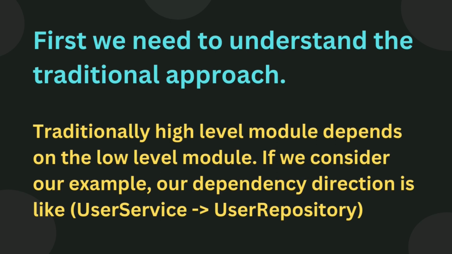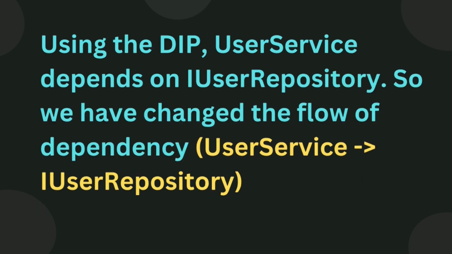Traditionally, high-level modules depend on the low-level modules. If we consider our first example, UserService is depending on the UserRepository. Our high-level module is depending on the low-level module. But using the DIP, UserService depends on the IUserRepository, which means we are depending on the abstractions. A high-level module is depending on the abstraction and the low-level module is also depending on the abstractions. So both modules are not directly interconnected.